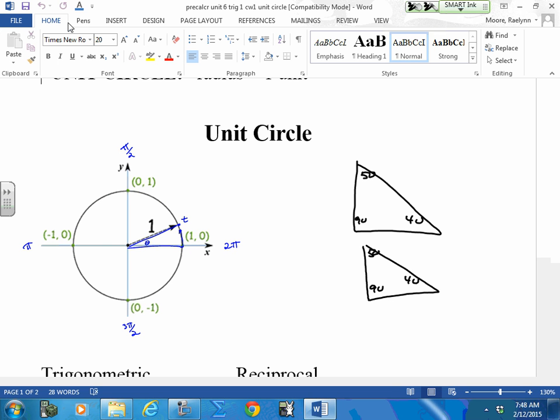So if this guy is, just for instance, if this is a 1, then this guy could be a 2. If this guy was a 4, then this guy would be an 8. It would be in proportion, right? Okay, so similar triangles, we have the angles are equal, the sides are in proportion.